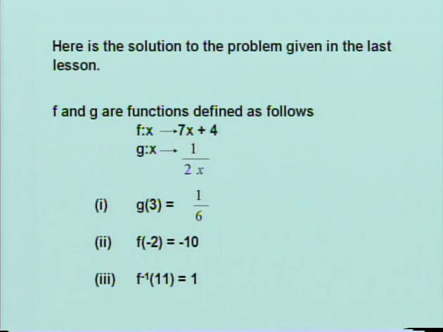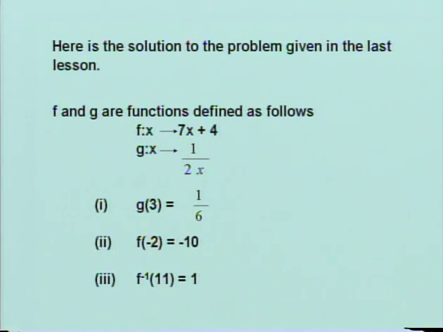Here is a solution to the problem given in the last lesson. F and g are functions defined as follows. F such that x is mapped onto 7x plus 4. G is such that x is mapped onto 1 over 2x. The first part, find g of 3.